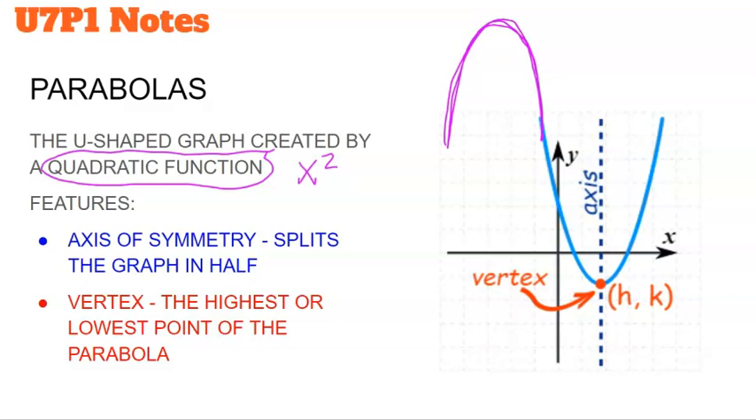Features: what we call an axis of symmetry, which splits the graph in half. So you can see this line right here. It will be dashed when graphed, and you can see it goes right through the middle of the graph.